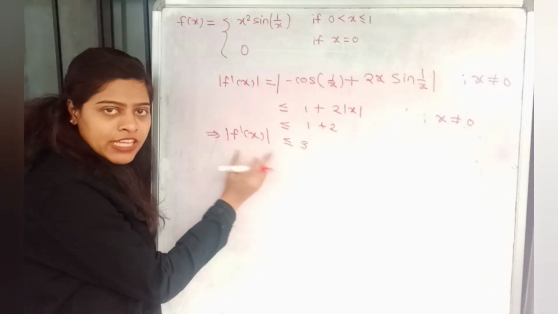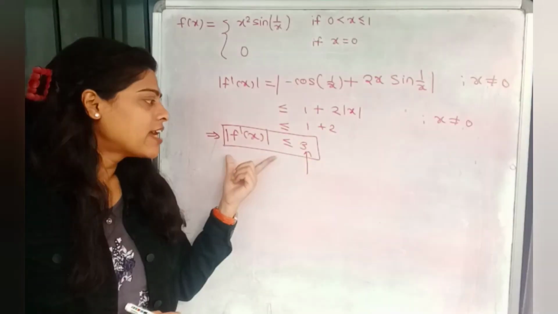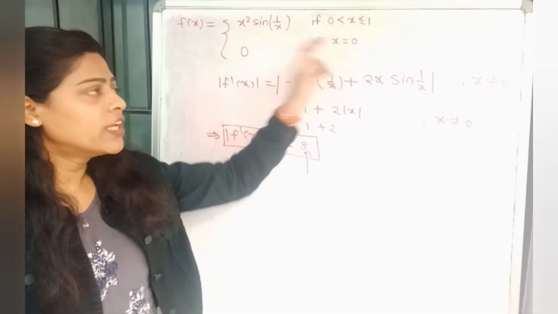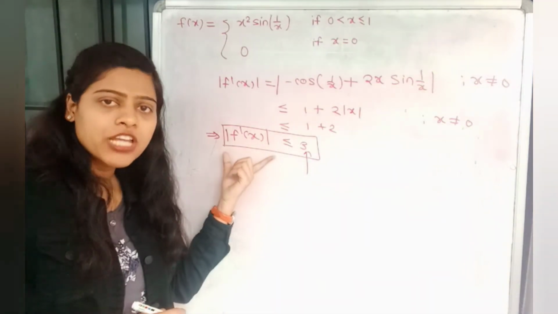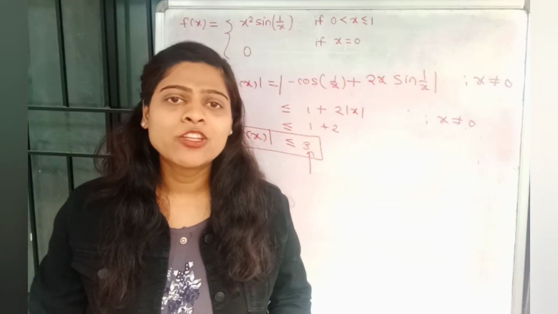Modulus of f dash of x is less than or equal to 3, that means the function has a bounded derivative in 0 to 1, and that implies this function f of x has a bounded variation in 0 to 1. Now check option number 3.